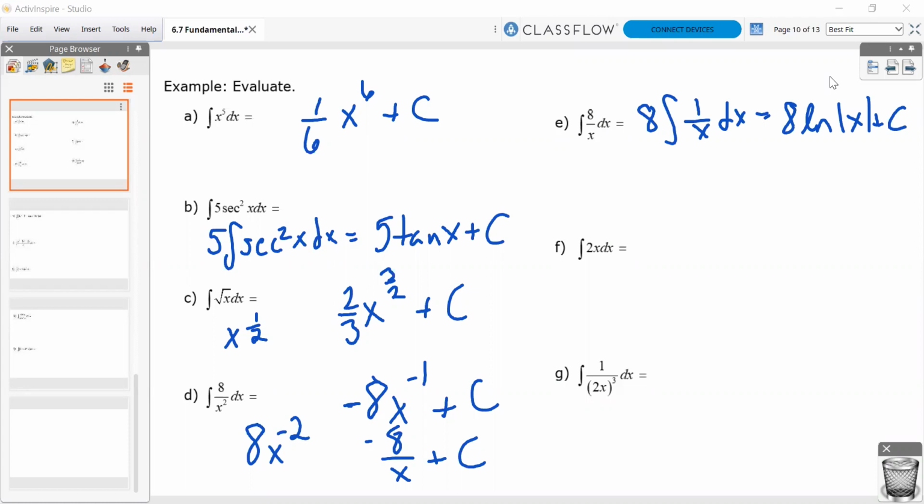F, I don't even know why it's sneaking over here, right? This is literally just x squared plus c.